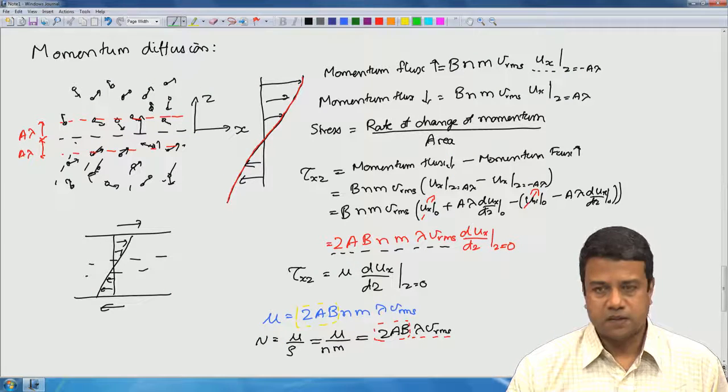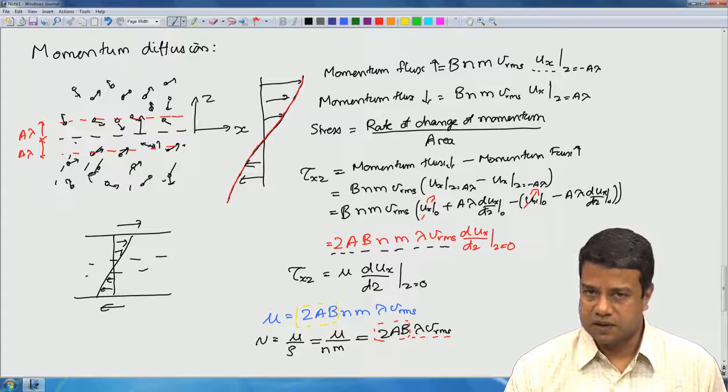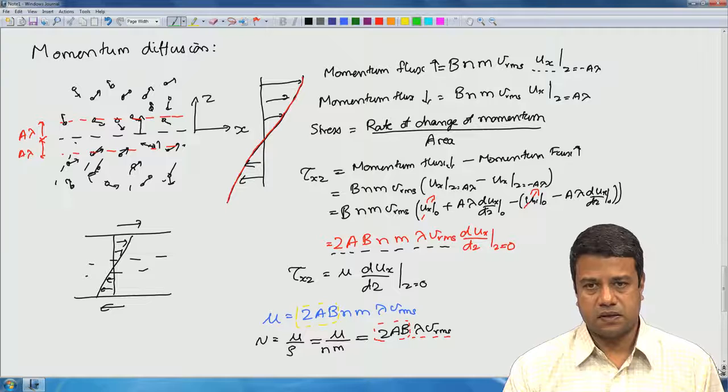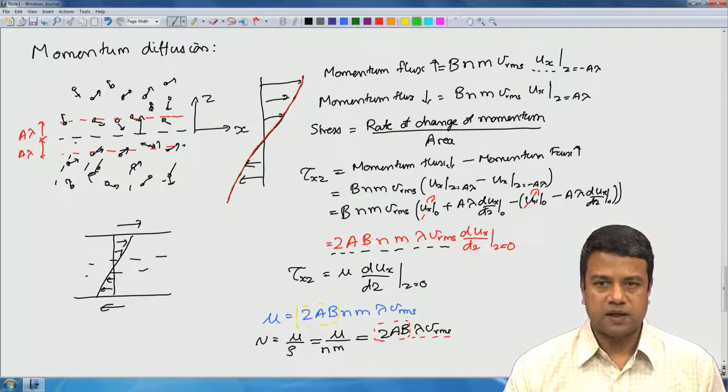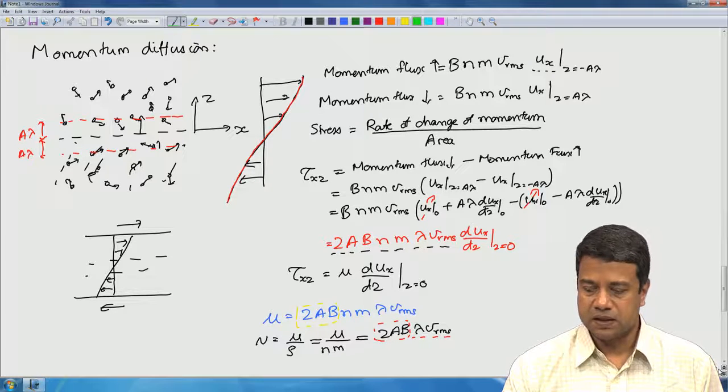We talked about momentum diffusion. Instead of concentration, you have the velocity in the x direction, which is what is being transported. The momentum in the x direction is what is being transported across the surface. And there is a variation in the momentum in the x direction only if there is a variation in the mean velocity of the gas across that surface.